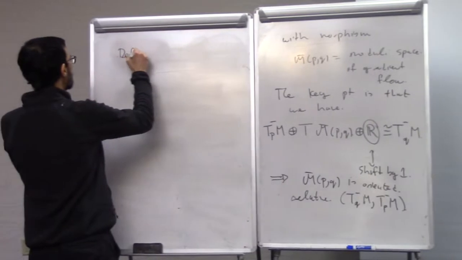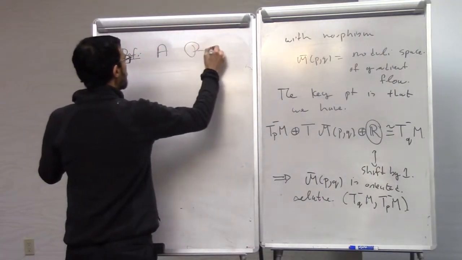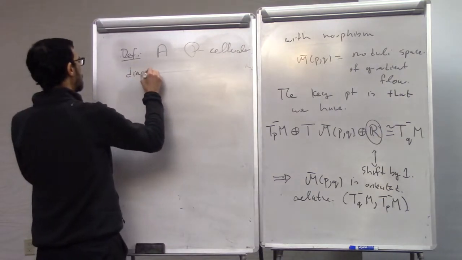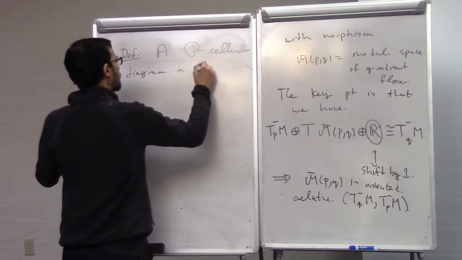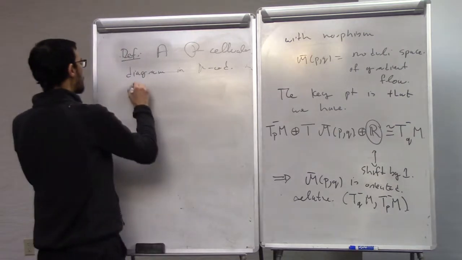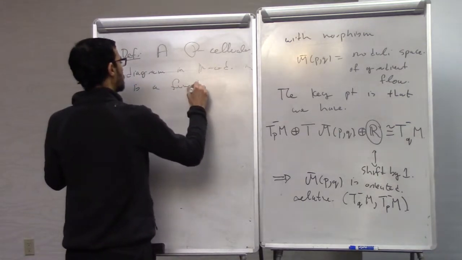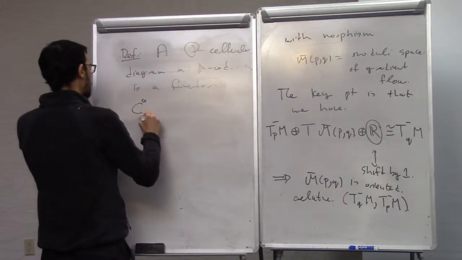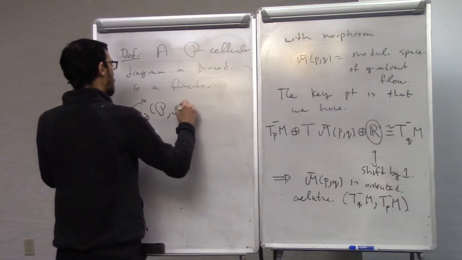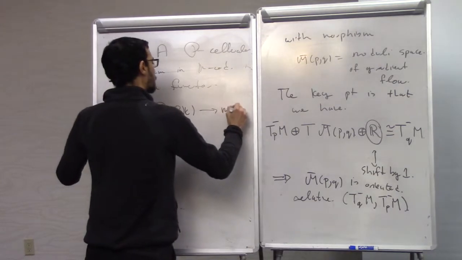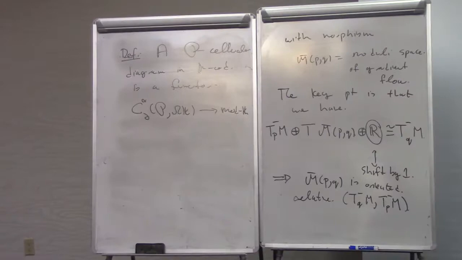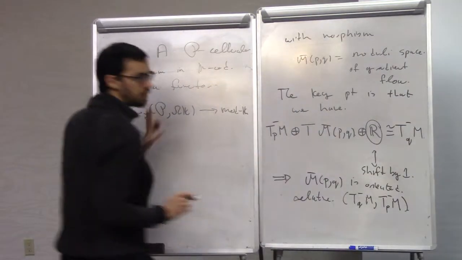So that leads us to the following definition. A P cellular diagram in K mod is a functor from this cochain category of the boundary of P and K to the category K mod. And it's clear from the definition and from what I just wrote over there that if you have a virtual fundamental chain, then you have this data.